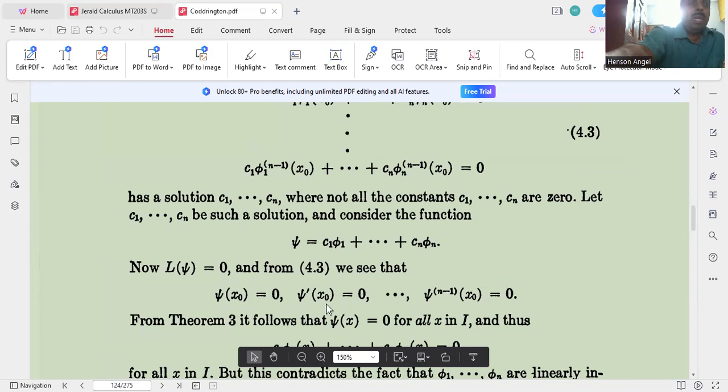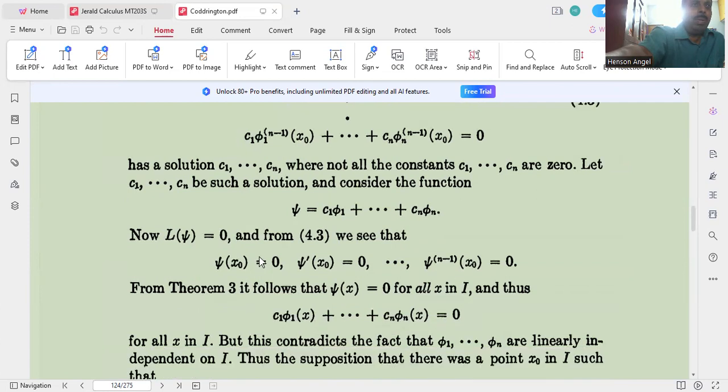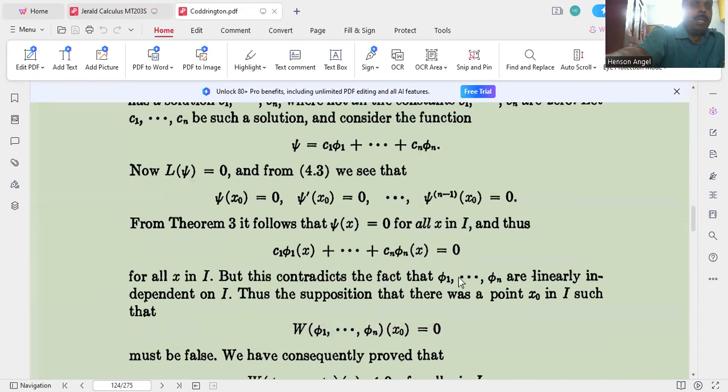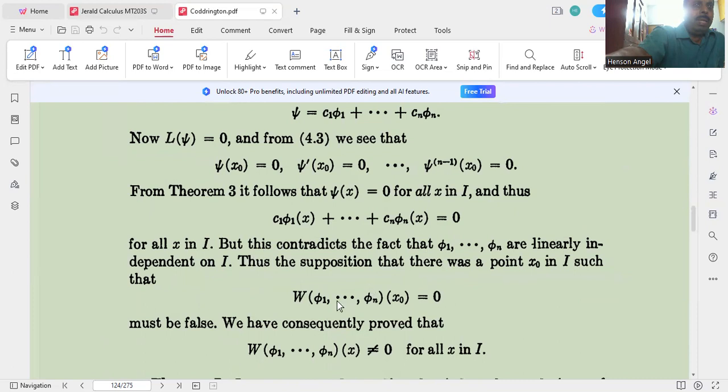Now L of psi equals 0, and from the above equations we see that psi of x0 equals 0, psi dash of x0 equals 0, psi double dash of x0 equals 0, and psi (n minus 1) of x0 equals 0. So it follows that psi of x equals 0 for all x in this interval. Thus, this linear combination gives 0 for all x in the interval I. But this is a contradiction to the fact that phi 1, phi 2, phi 3, ..., phi n are linearly independent on the interval I. Thus, the supposition that there was a point x0 in the interval I such that this function of x0 equals 0 must be false.